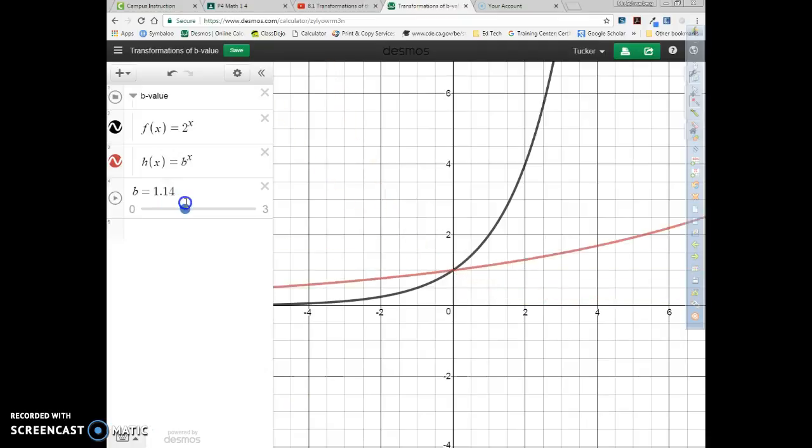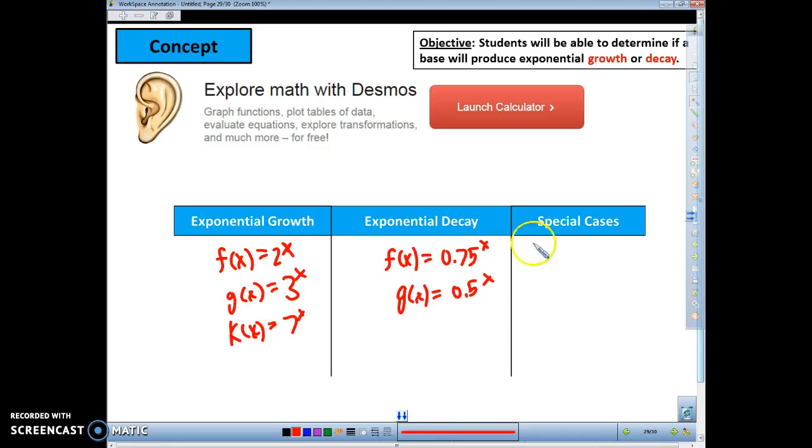Now there is a special case. I have a special case here when my b value is 1. Notice if my base value is 1, anything 1 to the power of anything, that's always going to be 1, right? Your output's going to be 1. So this is one of those constant situations. So maybe, let's say, g of x equals 1 to the x.